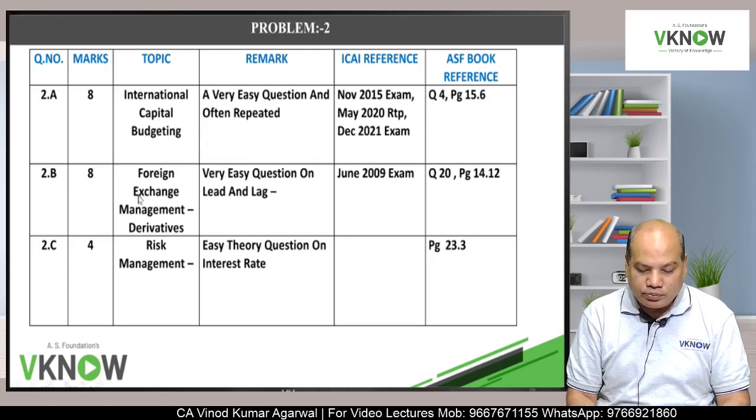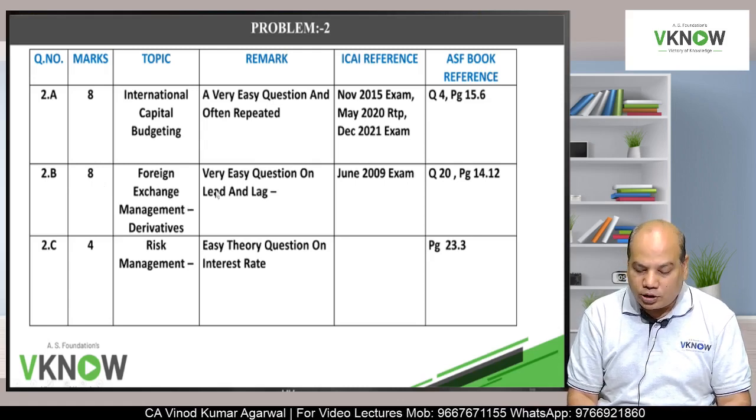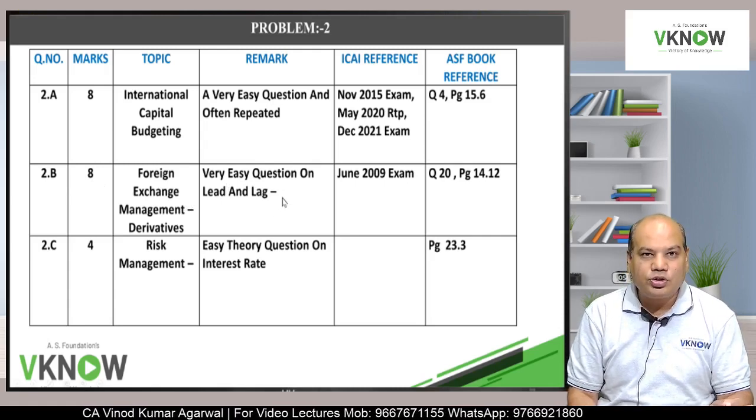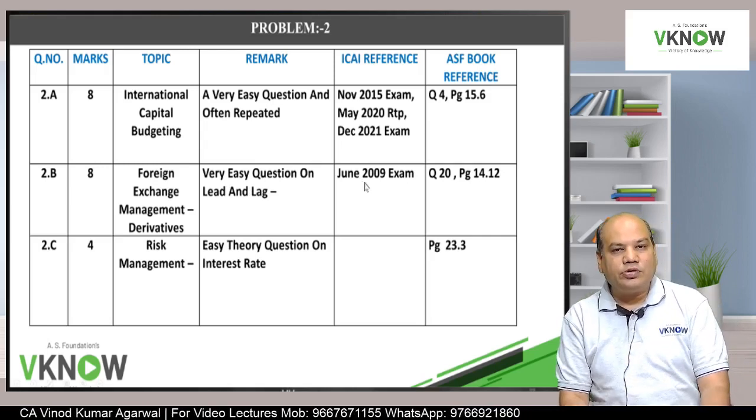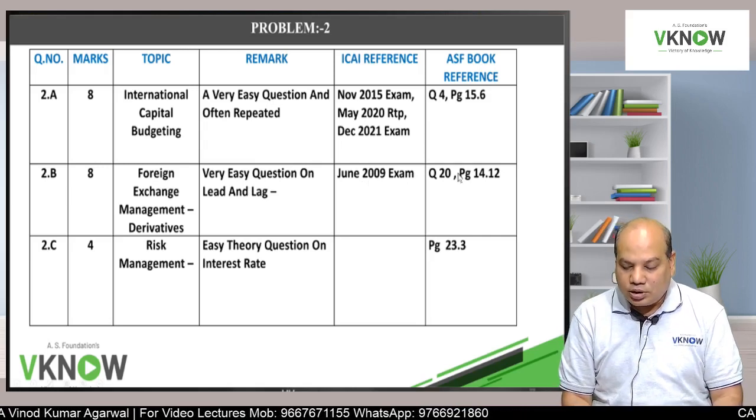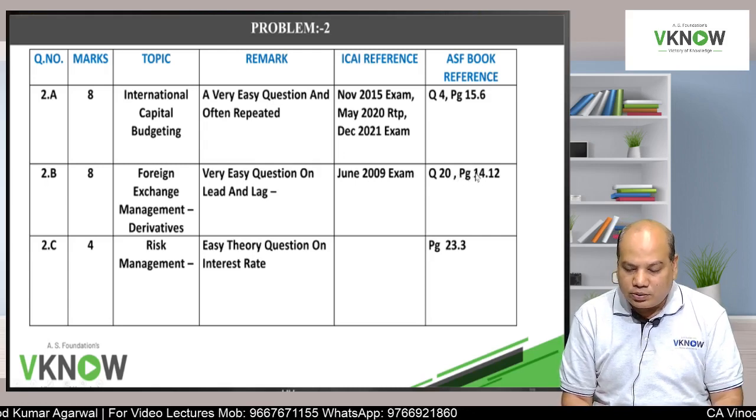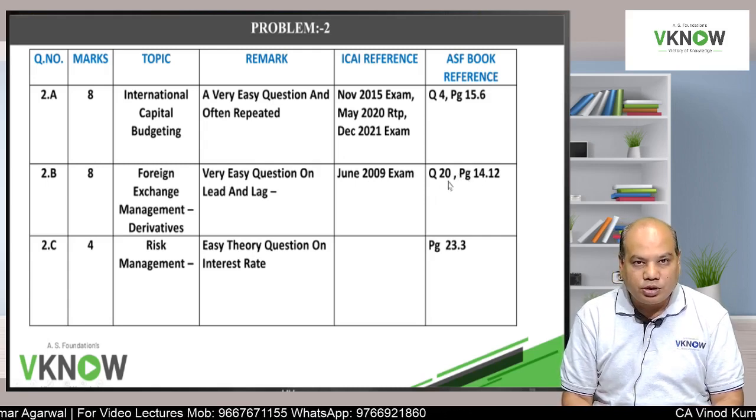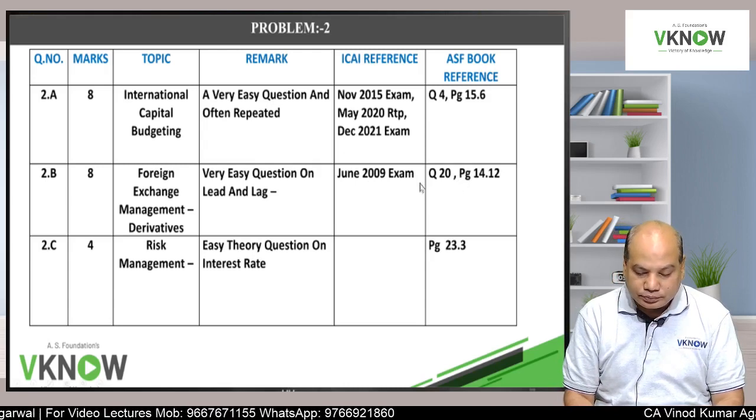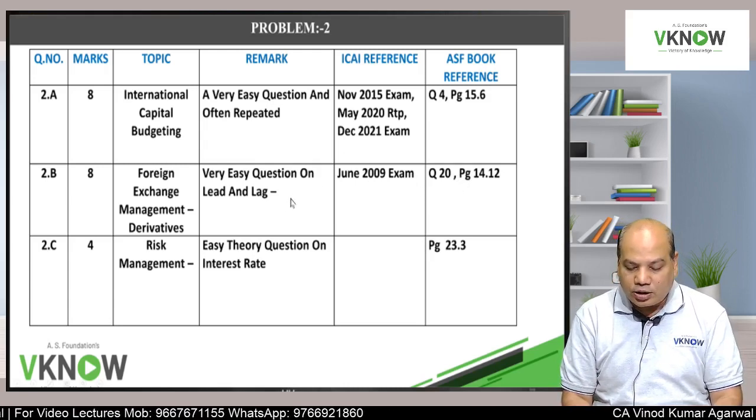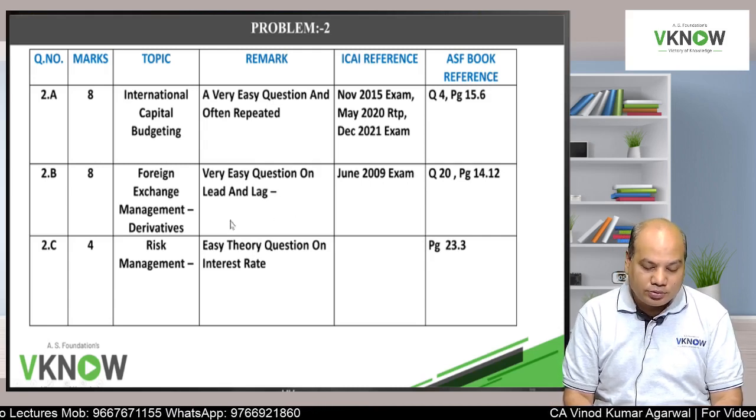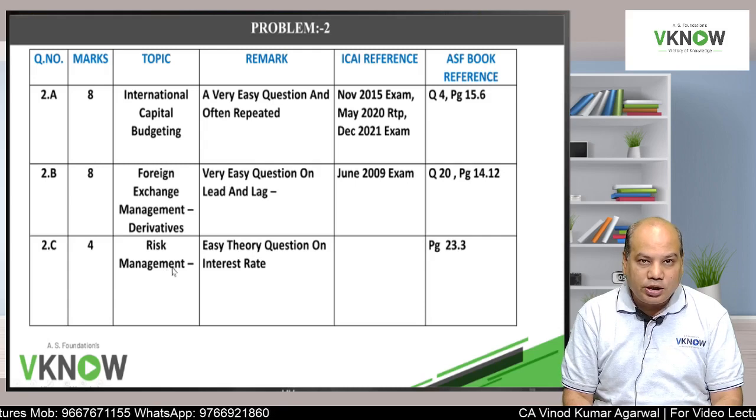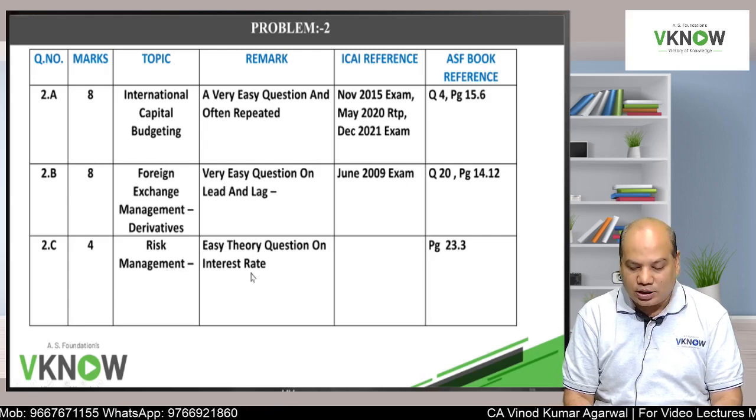Question number 2B was on foreign exchange management, forex topic, on lead and lag. I think this was the easiest question of this entire paper. The same question was asked in January 2009 and we have solved the same problem in our booklet. You can check question 20, page 14.12. A very easy question asking you to calculate the forward rate and whether you should lead or lag.